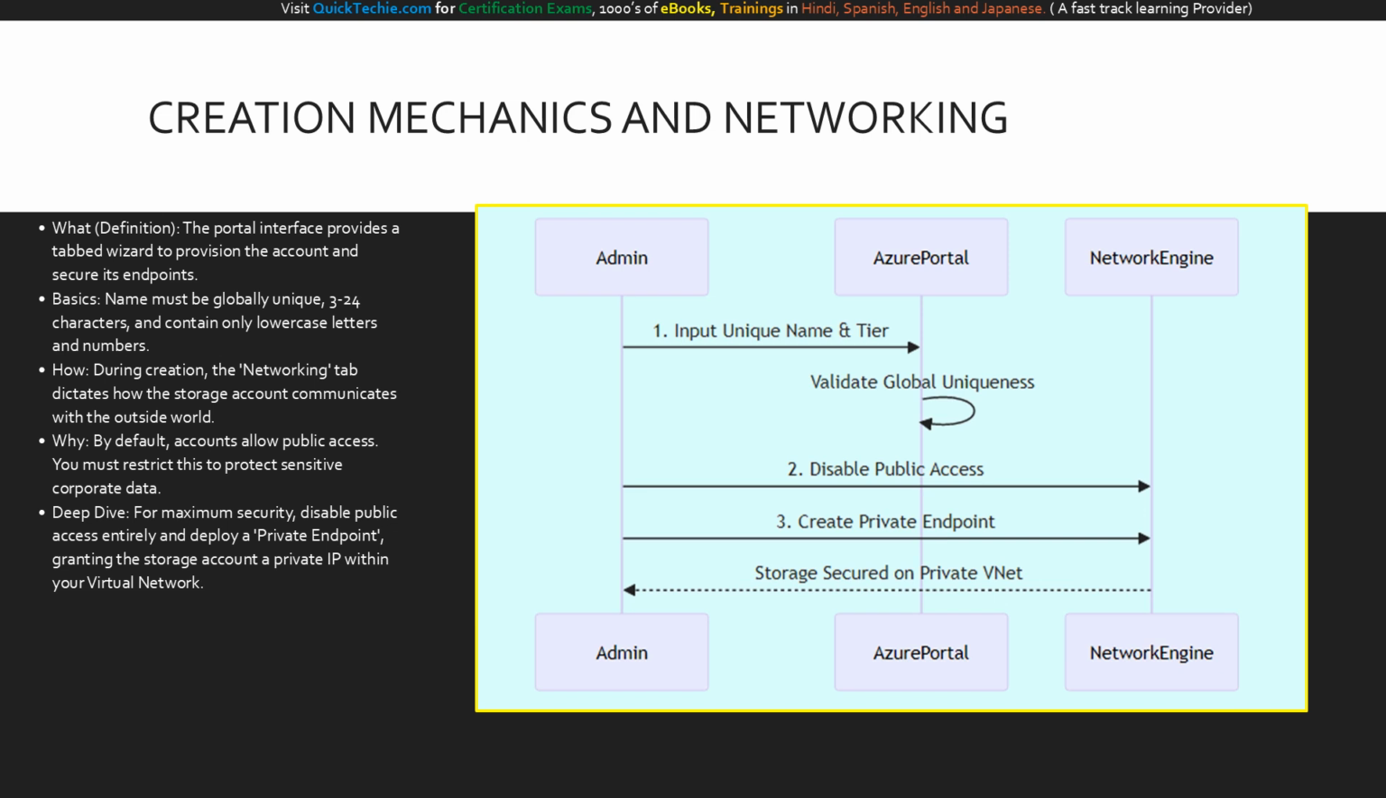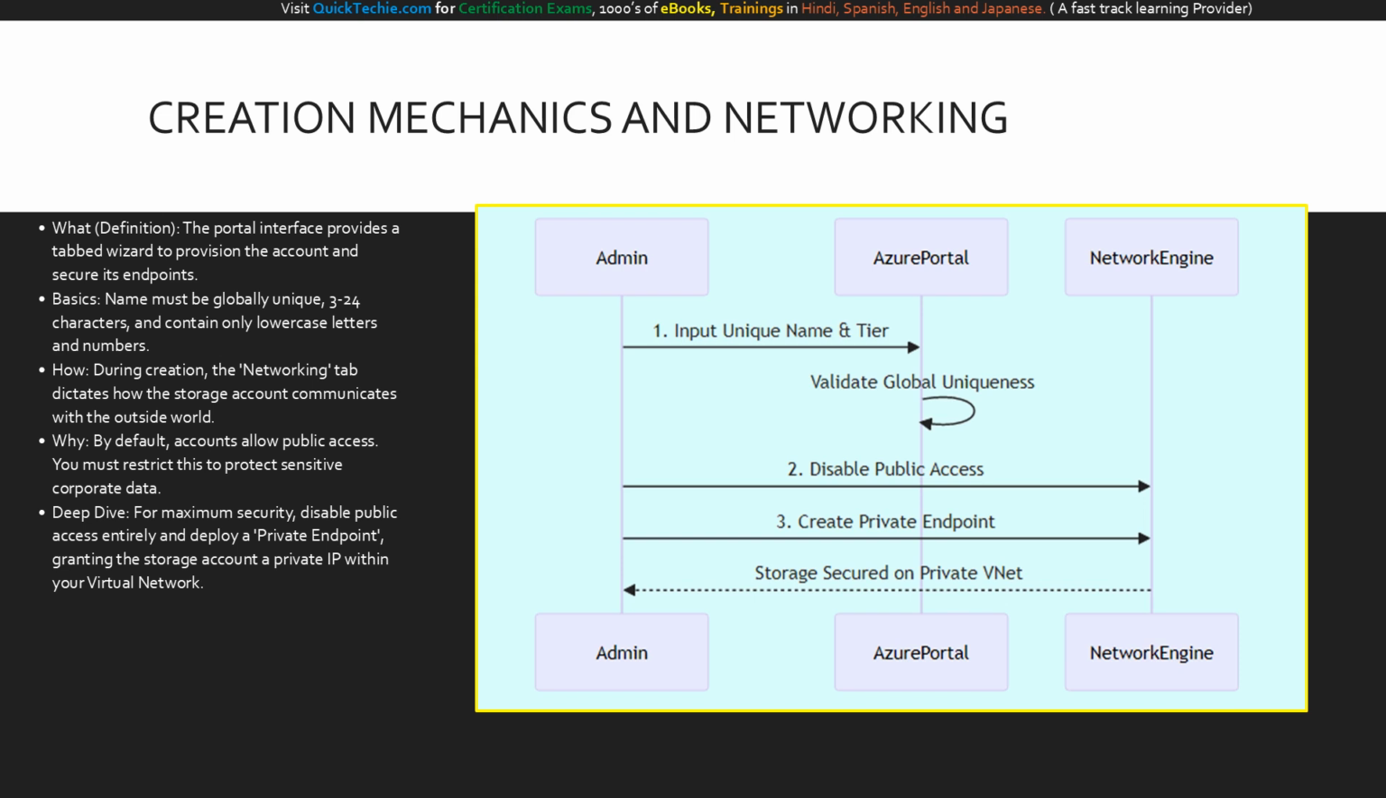How do we secure it? During this wizard, the networking tab is critical. Why? Because by default, Azure makes storage accounts accessible from the public internet. You must restrict this to protect your data. For our deep dive into security, the ultimate best practice is to disable public access entirely. Instead, you deploy a private endpoint. This effectively injects a private IP address from your own virtual network directly into the storage account, ensuring traffic never traverses the public internet.